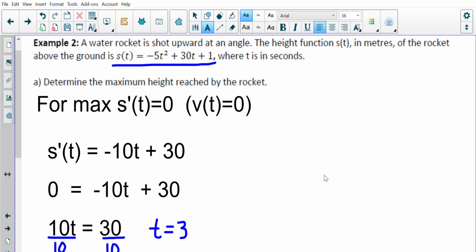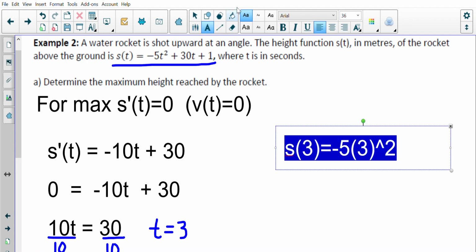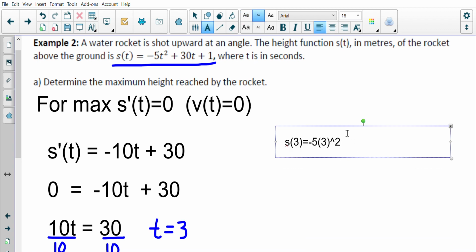And so now I can find s of 3. So I'm back into the original function, as I've said. And so I'm going to have negative 5 times 3 squared. Let's see, I've got to make my writing smaller so I can fit everything in there. There we go. All right, plus 30 times 3. And I can't forget my little plus 1 there.